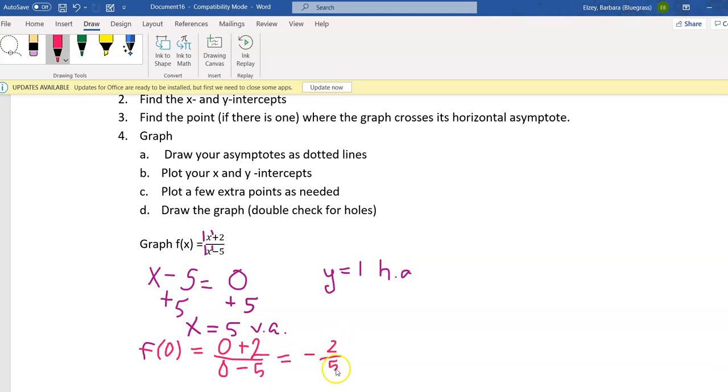Now it helps when you get ready to plot this stuff to go ahead and write this as a point so that you don't accidentally make it your asymptote. All right, so there's our y-intercept.